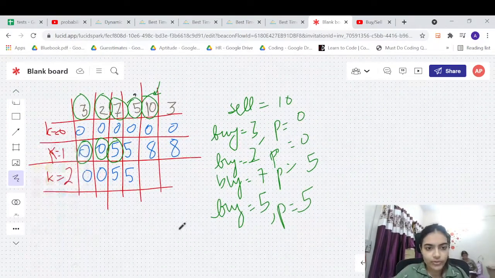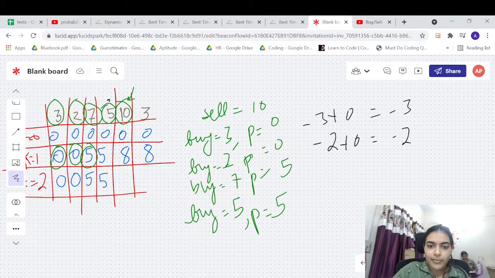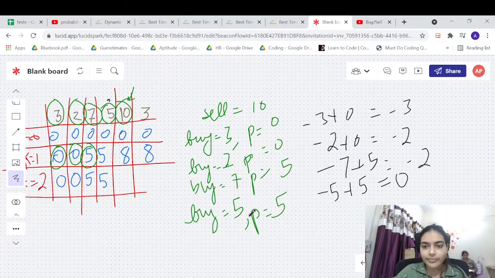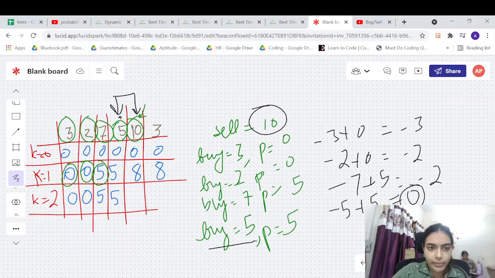In this scenario, which is the best possible answer? Minus 3 plus 0 is minus 3. Minus 2 plus 0 is minus 2. Minus 7 plus 5 is minus 2. And minus 5 plus 5 is equal to 0. So among this, 0 is the best possible, right? So in this case, if you buy here and you sell here, you will be able to get this profit.